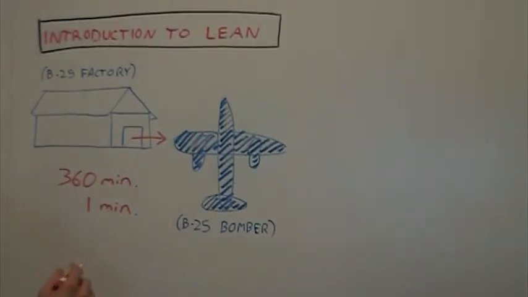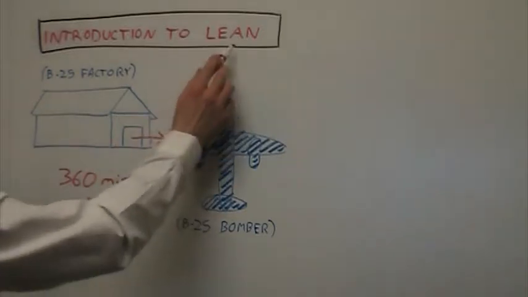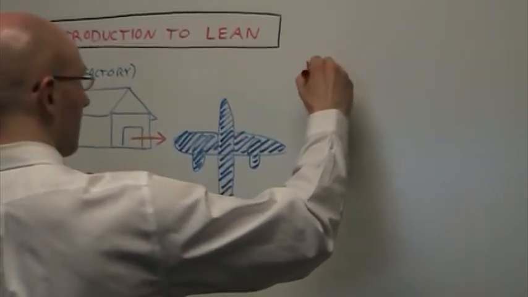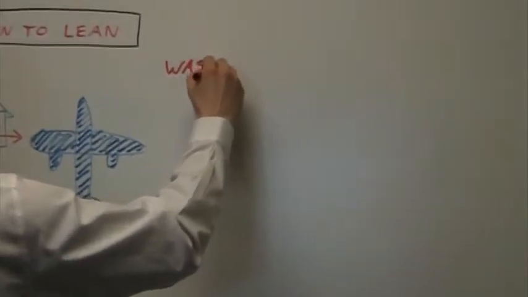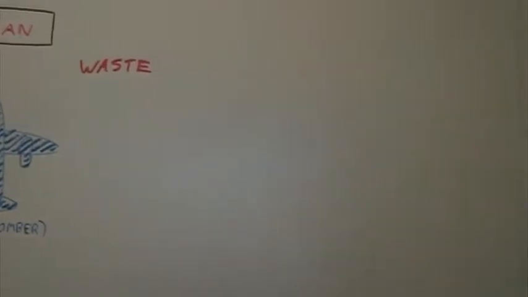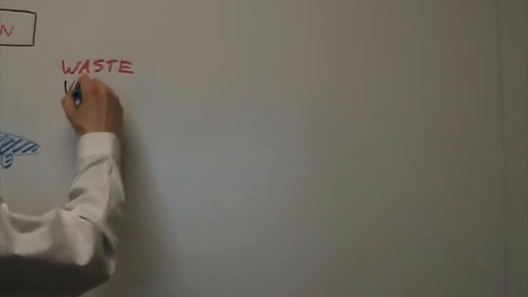But what happened? Obviously, the workers did not work 360 times harder, because that's simply not possible. Rather, the factory achieved this incredible improvement using the principles of a technique that we call Lean. Now, Lean is all about improving processes and eliminating waste. To help understand what waste is, let's first define the idea of value.